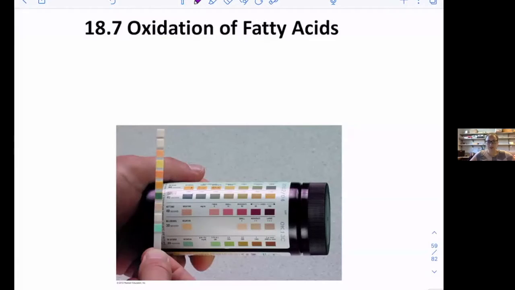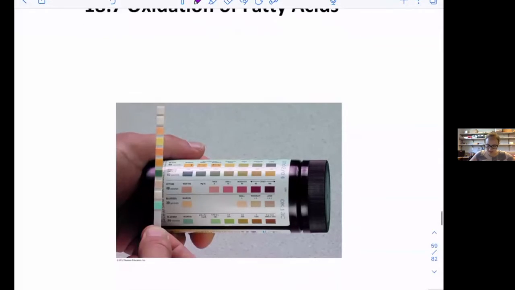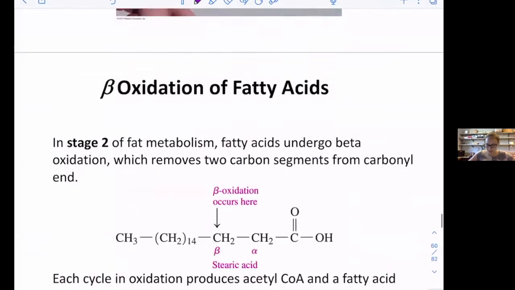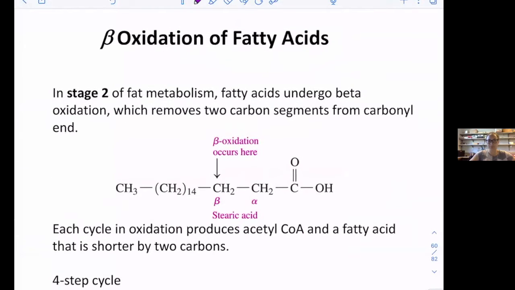Okay, so we've talked mostly about the process of metabolizing sugars, but we also have other things in our bodies that need to be metabolized. So, specifically, we're going to be talking about the oxidation of fatty acids, or how we metabolize fatty acids. So, beta oxidation of fatty acids.